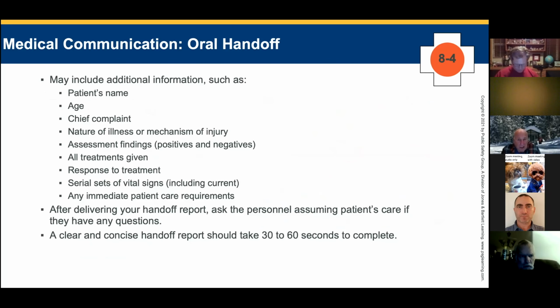Now, medical communication, oral. This is John Smith. He's 29. His chief complaint is a dislocated shoulder. We've already talked about that. The assessment: we found that he's A&O times 4. You'll hear what these mean, but that's alert and oriented. The treatment we've given him: we tried to put him in a sling, but we weren't able to do it. As we come off the Hill, we probably will not have done vital signs in most cases, and immediate care requirements. At that point, the other person can take over the patient. It should take about 30 seconds, maybe a minute, to complete.